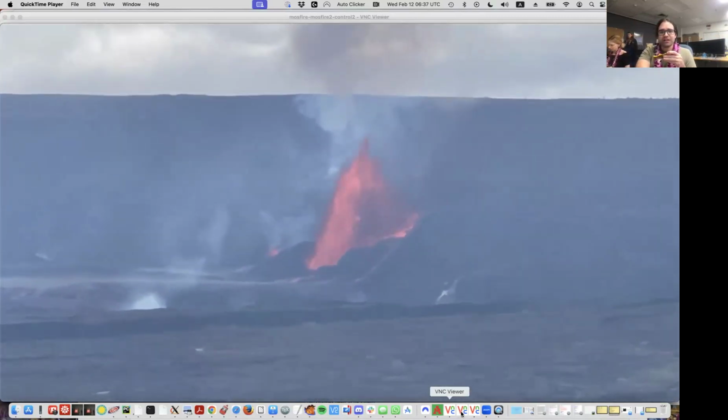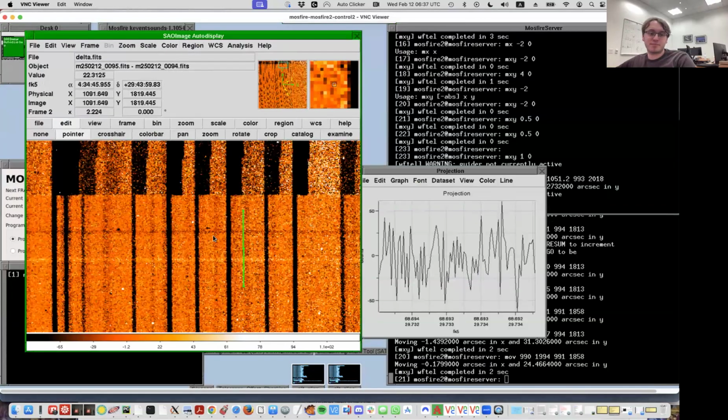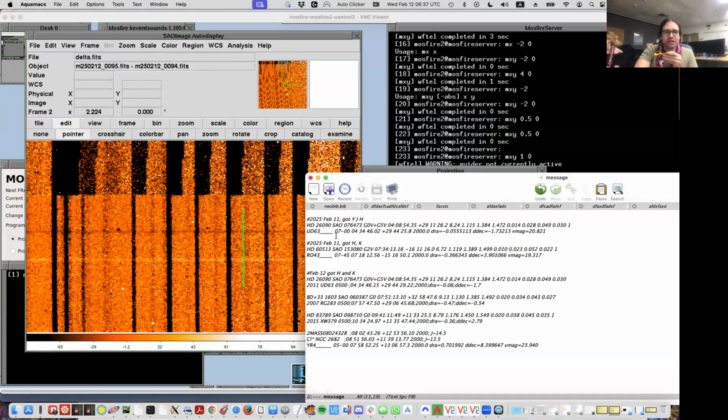So let's check on the data again real quick. So is this K? Yeah. The trace is pretty faint, but that's K-band for you. I'd say that's pretty good. What's the relative brightness between this target and the next target? Next target is 0.4 mag fainter, I believe. Sorry, brighter. Okay, so it might be a little bit better. Yeah.